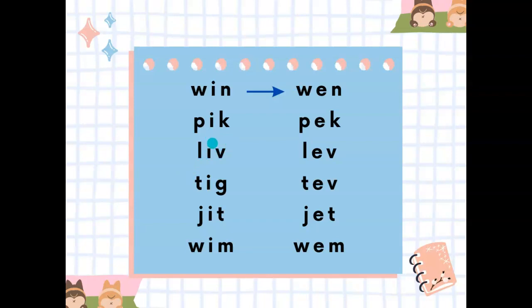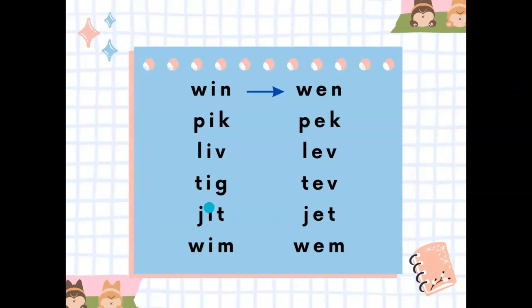Go ahead and read this next word for me. Should have said pick. Now let's change that I to an eh sound. So what is this new word? Peck. So you have pick and peck. Okay? Next word here should be liv. Let's swap out that I sound for an eh sound. What is it? Lev.